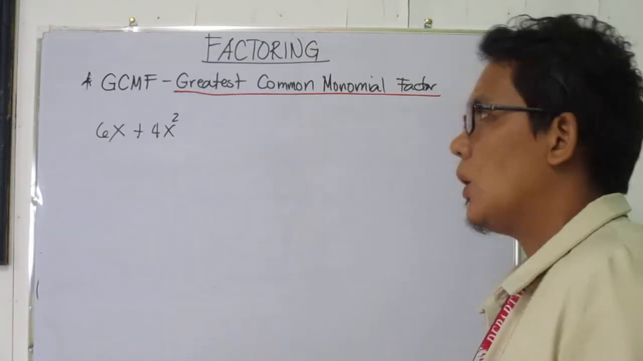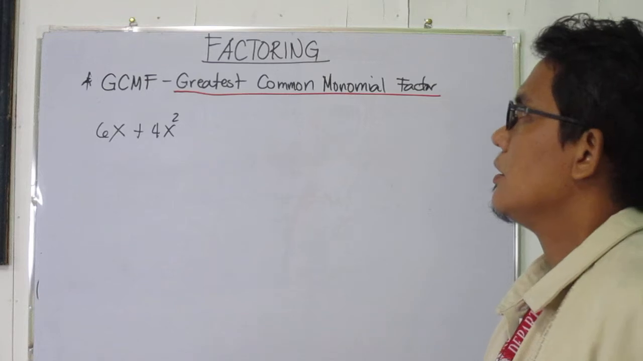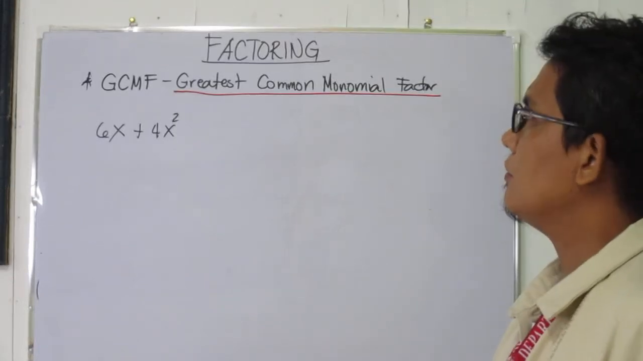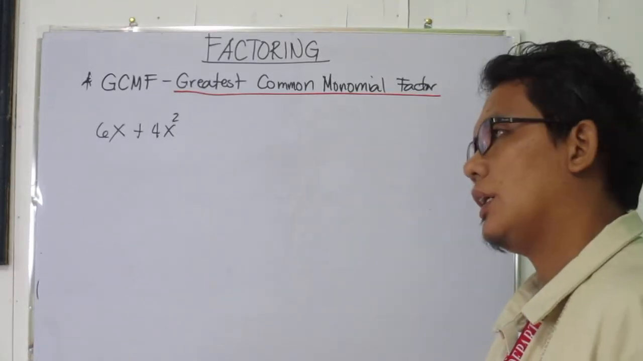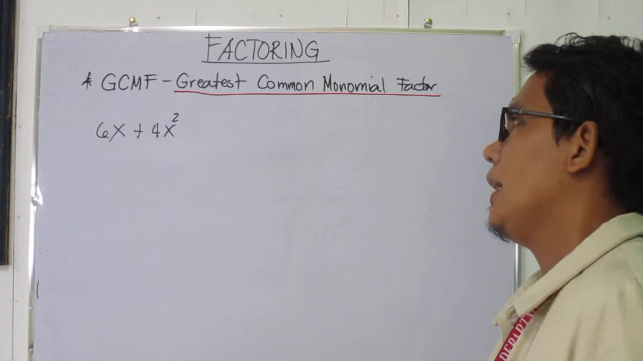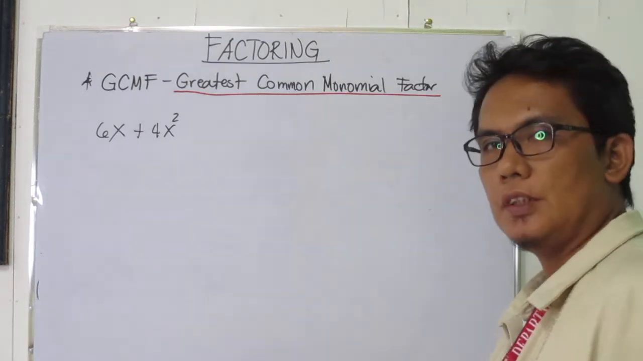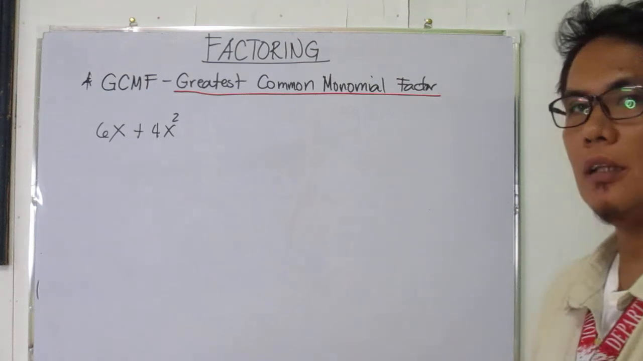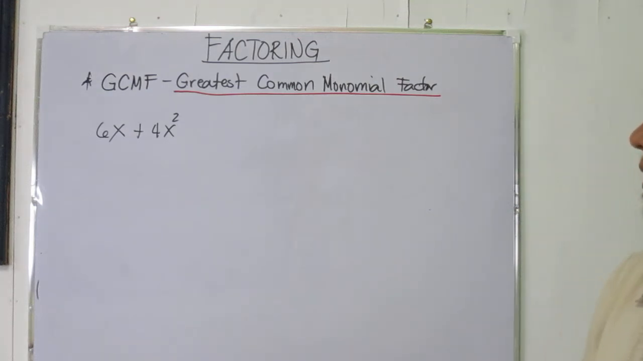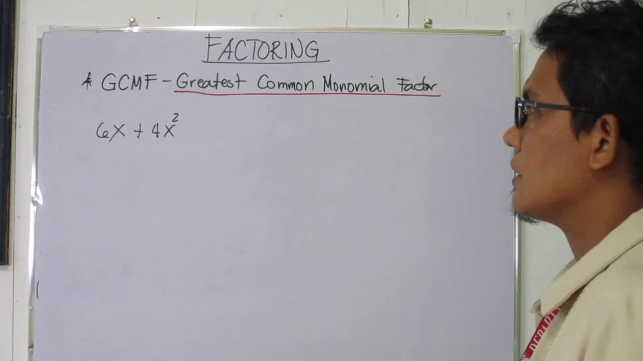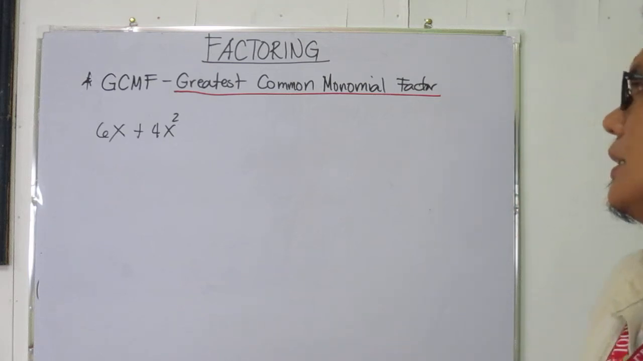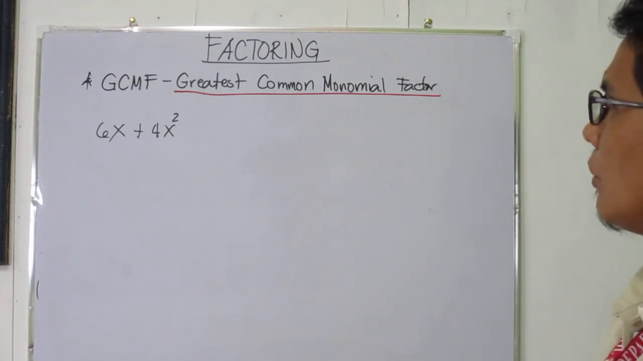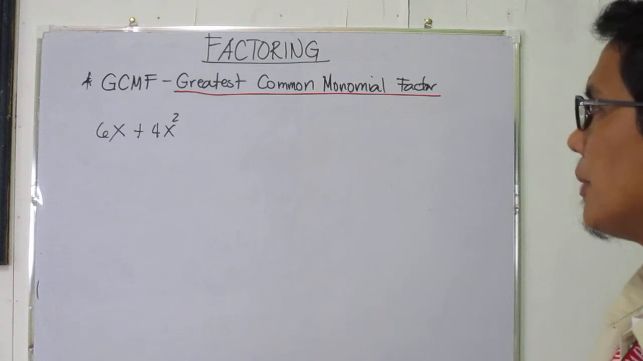Okay, so let us now go to the first type of factoring of a polynomial expression, and that is the GCMF. GCMF stands for the greatest common monomial factor. So I have here an example. I have here a polynomial, 6x plus 4x squared. So how are we going to factor that expression?